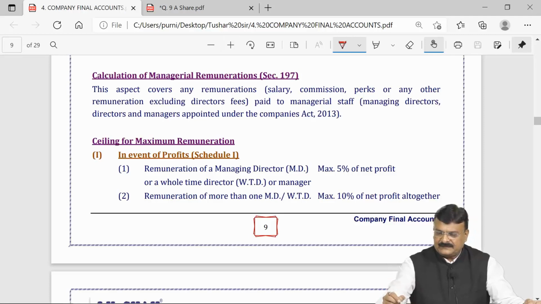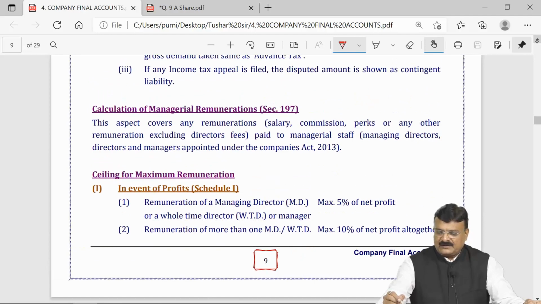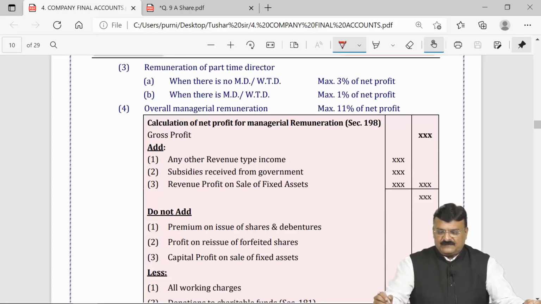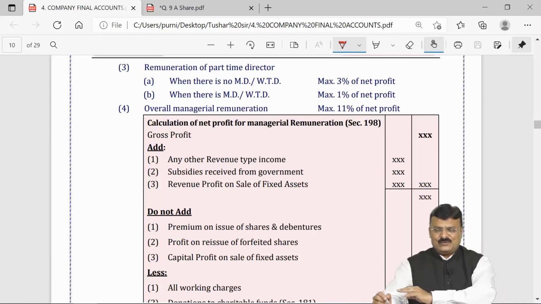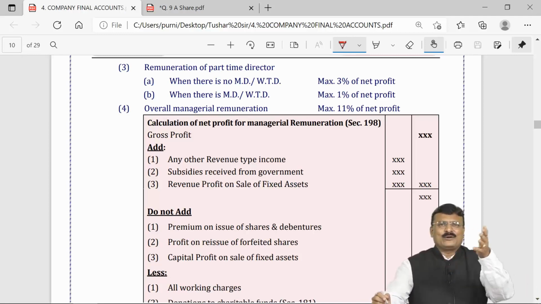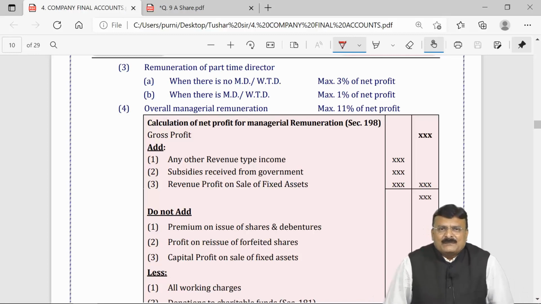The third variety is remuneration of a part-time director. When there is no managing director or whole-time director, maximum 3% of net profit. When there is a managing director or whole-time director, maximum 1% of net profit. And lastly, it says overall, the total of all shouldn't exceed 11% of net profit. All are based on net profit.